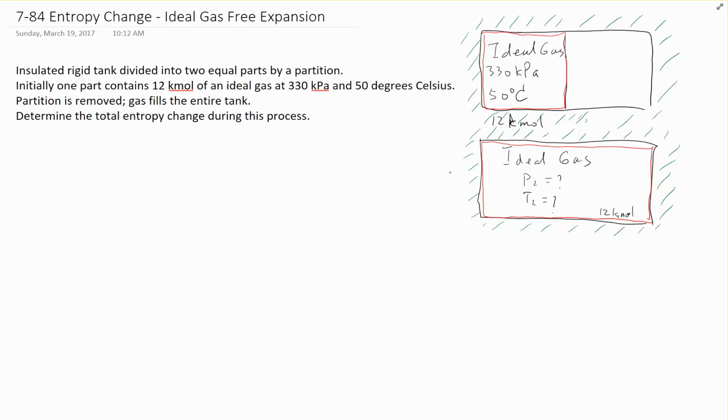So the question is, what is delta S, the system's entropy change in this process? Now remember, this is an ideal gas. Search your toolbox and see what tools you have in your collection that you can use to solve this problem. Let me get my equation sheet, which is my toolbox. I'll pause here and get the equation sheet.